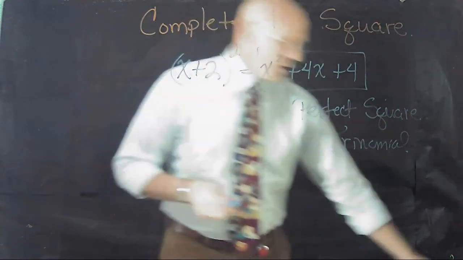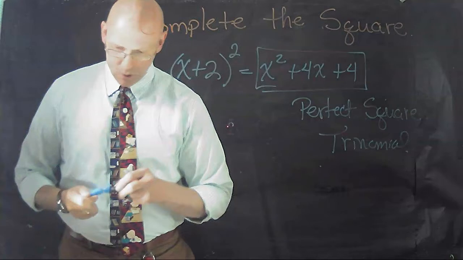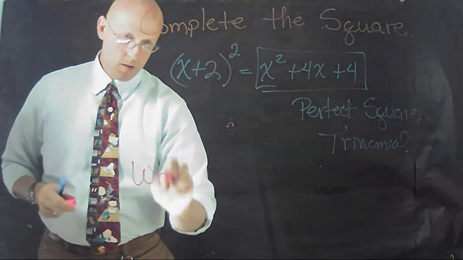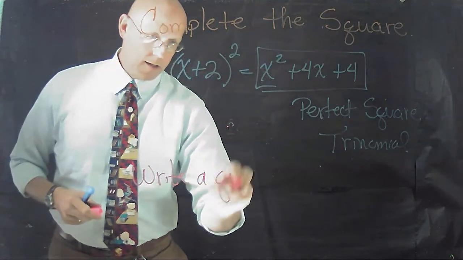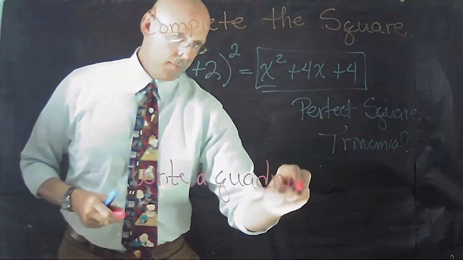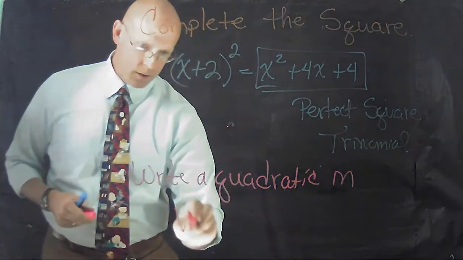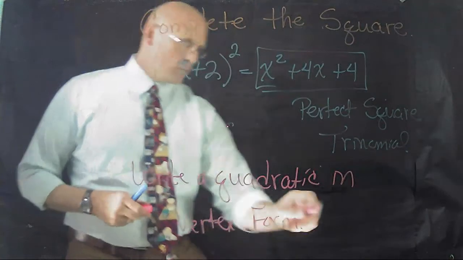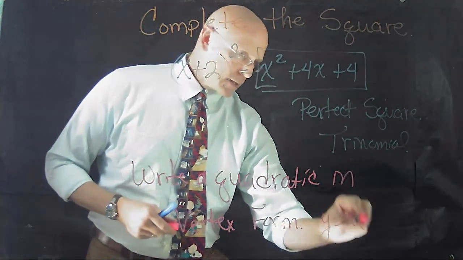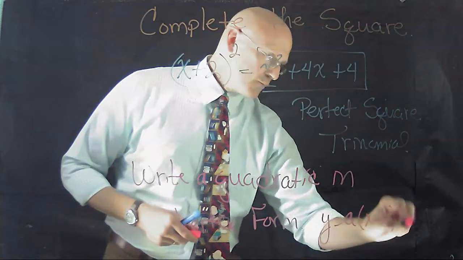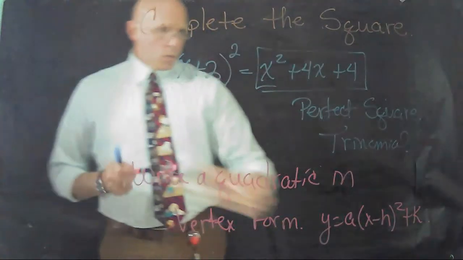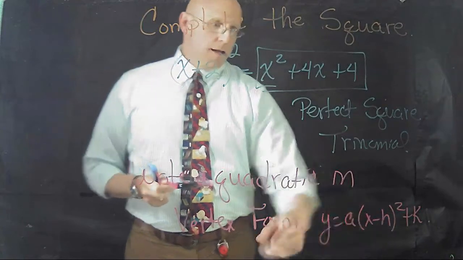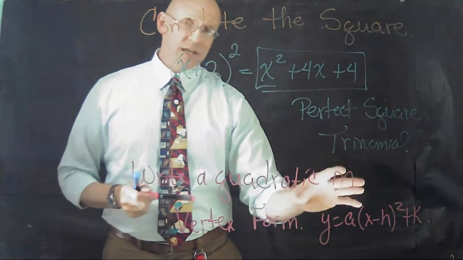Now, completing the square also means that we will be able to write a quadratic in vertex form. And if you remember what vertex form is, it's y equals a times x minus h, the quantity squared, plus k. We're going to be able to get all of our quadratics in this form if we want. And remember, the beauty of this form is that it tells us where the vertex is, and it also gives us the max or the min.